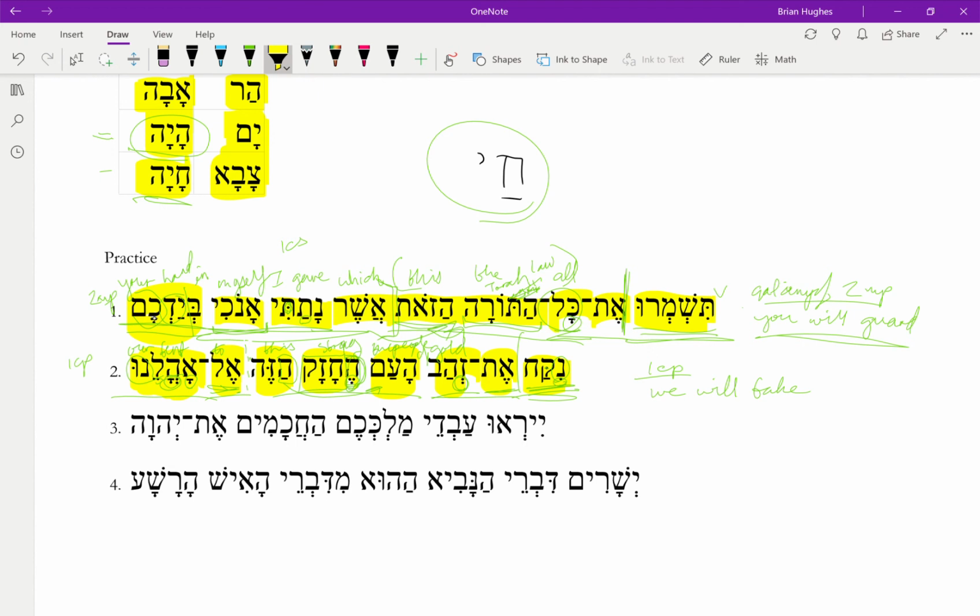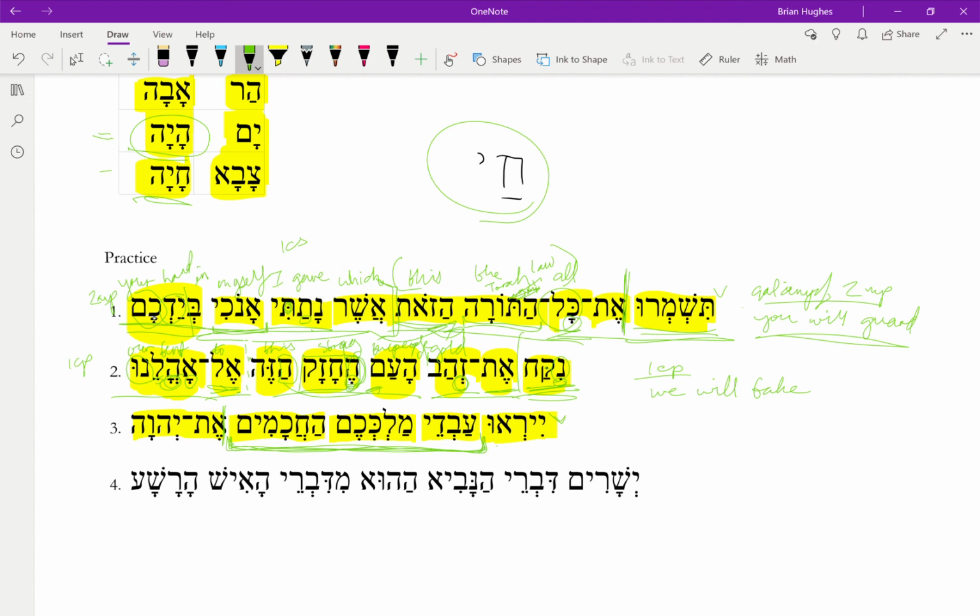Third example here. Yireu avdei malkechem hachachamim et Adonai. Here's our verb. So here's our definite direct object marker. So this here is our subject. And it's going to be likely a single phrase, a single syntactical unit functioning as the subject of this verb. The only time that might be different is if you have a vav conjunction that's putting a few subjects together to form the subject of the verb.